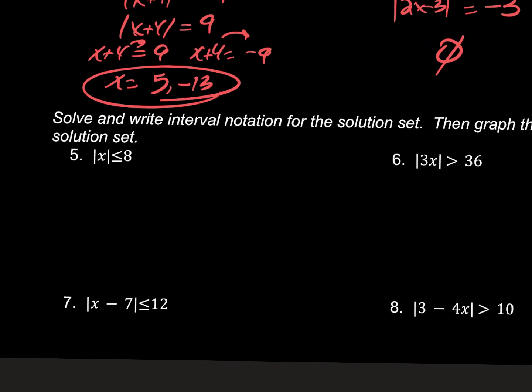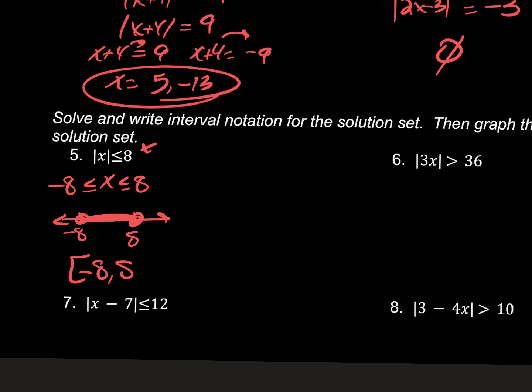Solve, write in interval notation, then graph. So this one is less than, which is "and." Remember the "and," you can put all together like this. It's already set up for you. So it means I'm going to shade between negative 8 and positive 8, filled in circles. And my interval answer is going to be negative 8 to 8 with brackets because of the equal sign.